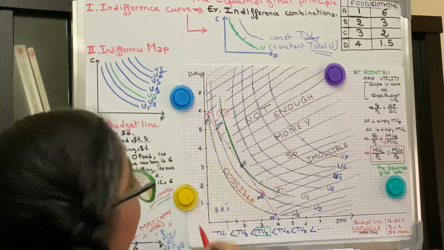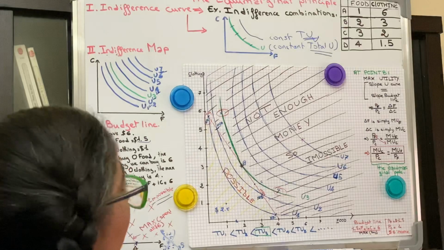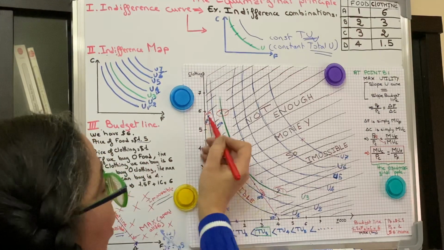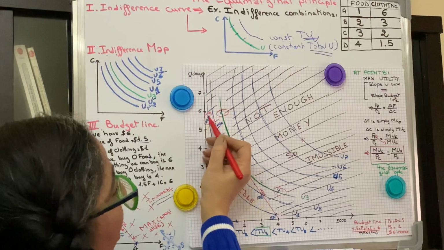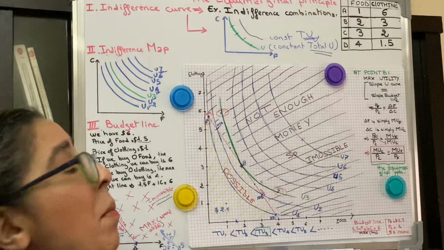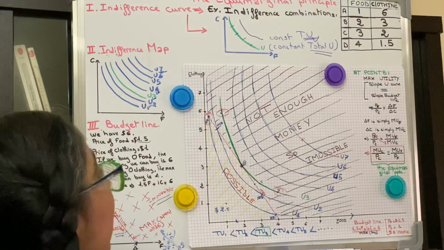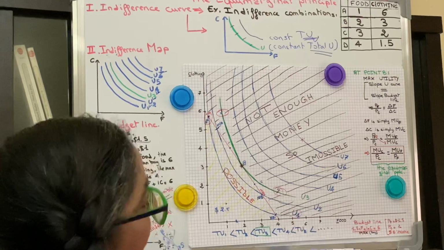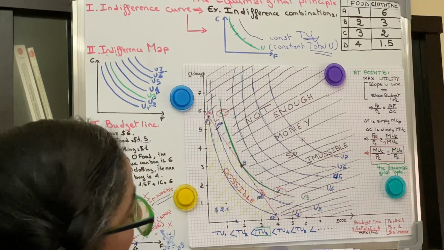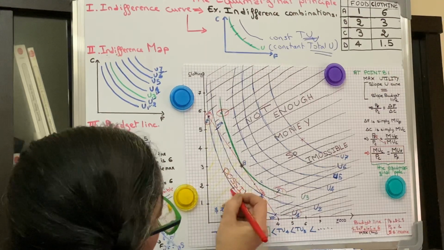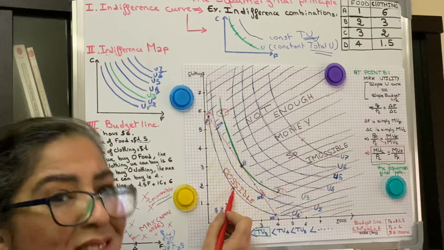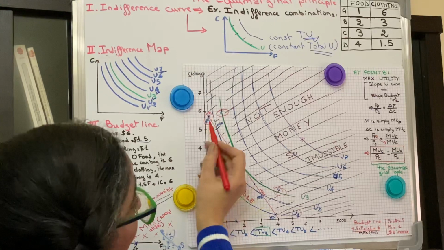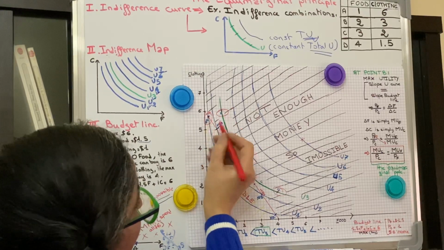I put here NX. NX, is it possible? I'm on the line, that means I'm spending the whole $6 I have. Is it possible? Yes, it is. Am I spending all my money? Yes, I'm spending all my money. But I am having total utility 1. I could achieve the same utility by being inside and spending less money. That doesn't make sense. So why would I be here? I could, by spending $6, be in here.